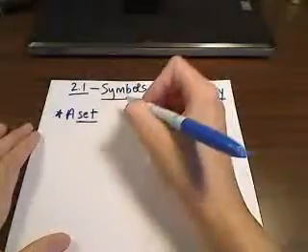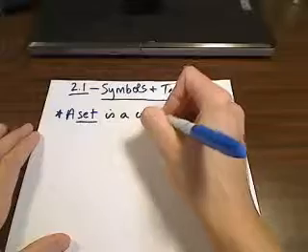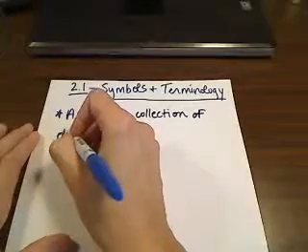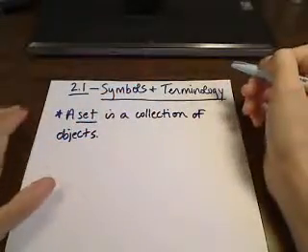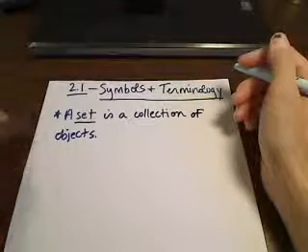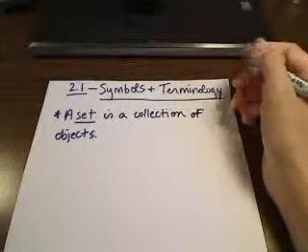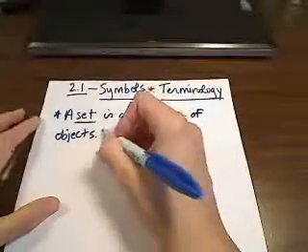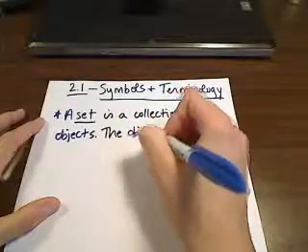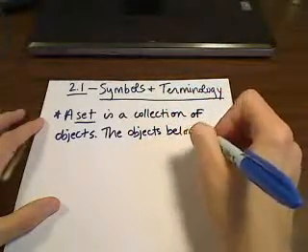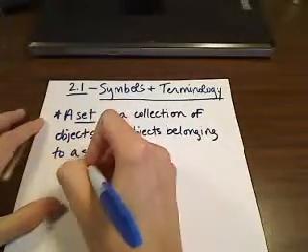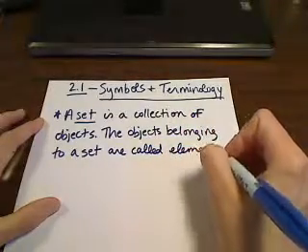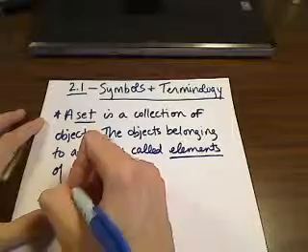So a set is defined as a collection of objects. And, you know, that can be a collection of any type of objects. It doesn't have to be mathematical symbols or numbers. It can be the set of hair colors or something like that. Okay. And then we say that the objects belonging to a set are called elements of the set.